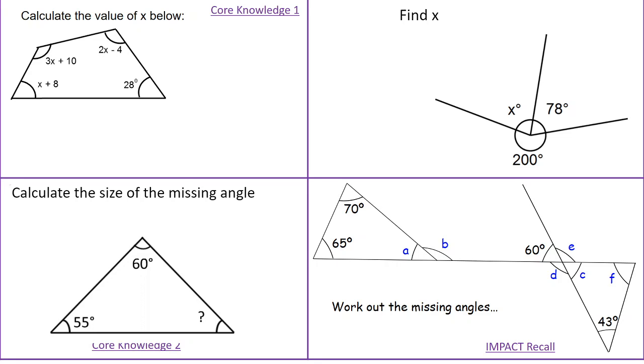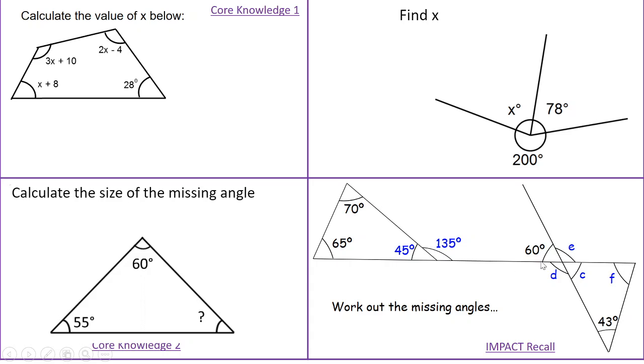Okay, let's see how we got on with those. So for the first one, on the impact recall, remember angles in a triangle add up to 180 degrees. So if we add the 65 and the 70 together and take them away from 180, we're left with 45. The 45 and the B are on a straight line, which means they need to add up to 180. So B is 135.